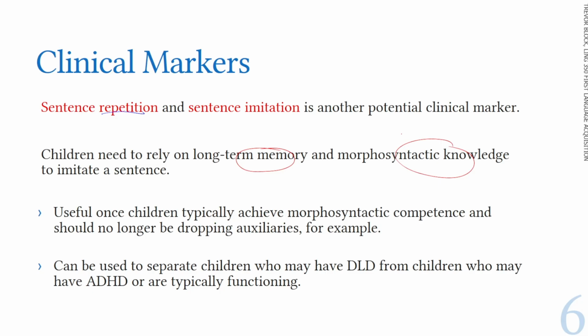So this overlaps a bit with autism, especially for sentence imitation. Not necessarily how well they do it, but how often they do it. But just think of this as, can they produce the whole thing, and what do we see in their grammar? And then if we take a look at it from that angle, we can use this to separate DLD from ADHD or other disorders.